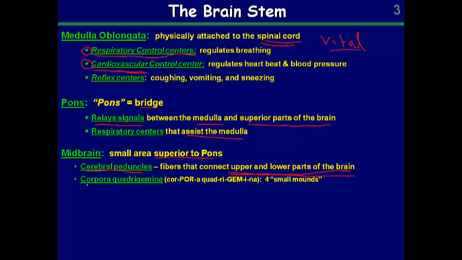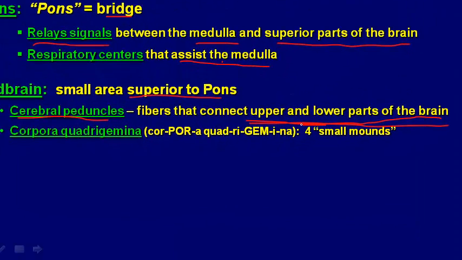There's another region called the corpora quadrigemina. So this sounds real fancy, but that word basically means 4 small mounds, and you're going to see when we look at a picture of the brain why they're called mounds.